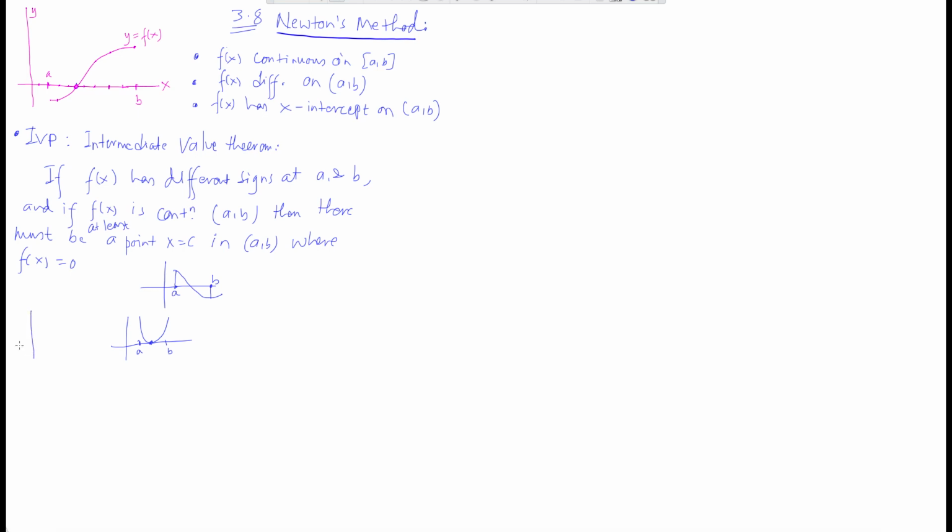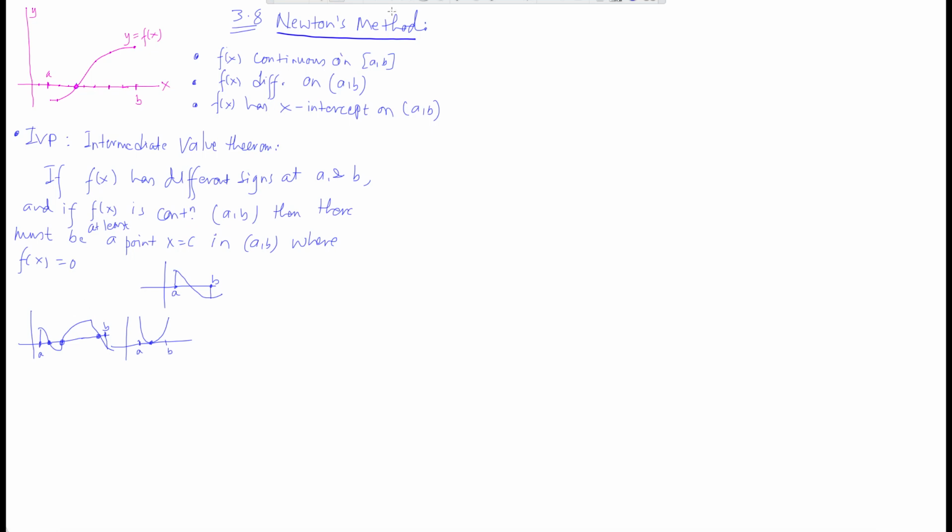Another example, let's look at this function. Suppose this is a and this is b. You see that? At a, the function is positive, at b, the function is negative, but how many roots are there? 1, 2, 3 x-intercepts, right? So there must be at least one, but there can be more than one root too. That's what the intermediate value theorem says: if f(x) has a different sign at a and b, then there must be at least one root, or zero, between a and b.